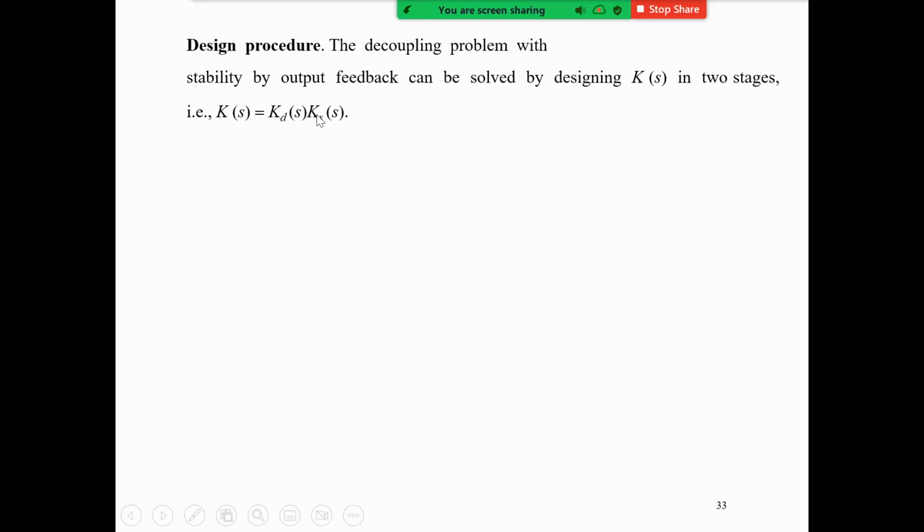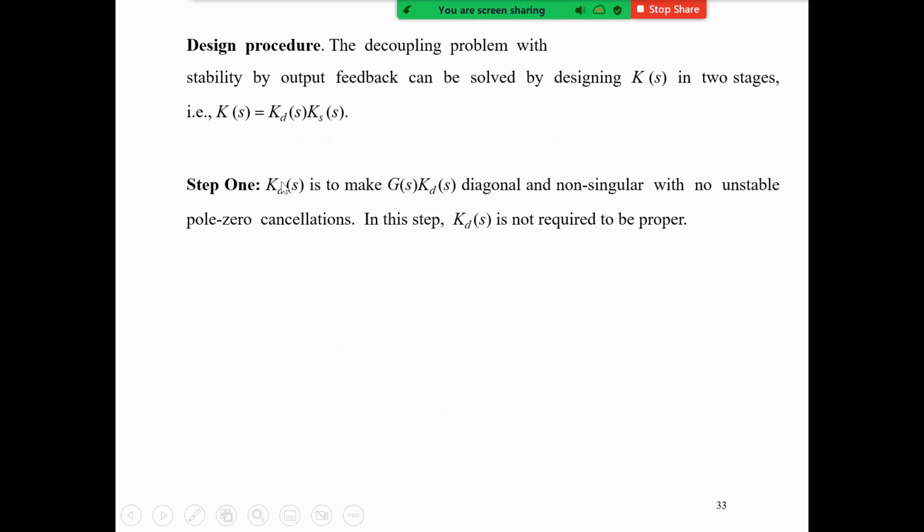Then we say, how do we design that? We say we split the design of the controller into two parts. One is a decoupler, the other one is a stabilizer. So step one, right, you design the decoupler KD. The purpose is to make G times KD diagonal. And when you do that, make sure that there are no unstable pole zero cancellations. In this step, your KD may not be proper, but you don't have to worry about that because you can make it proper in the second step.